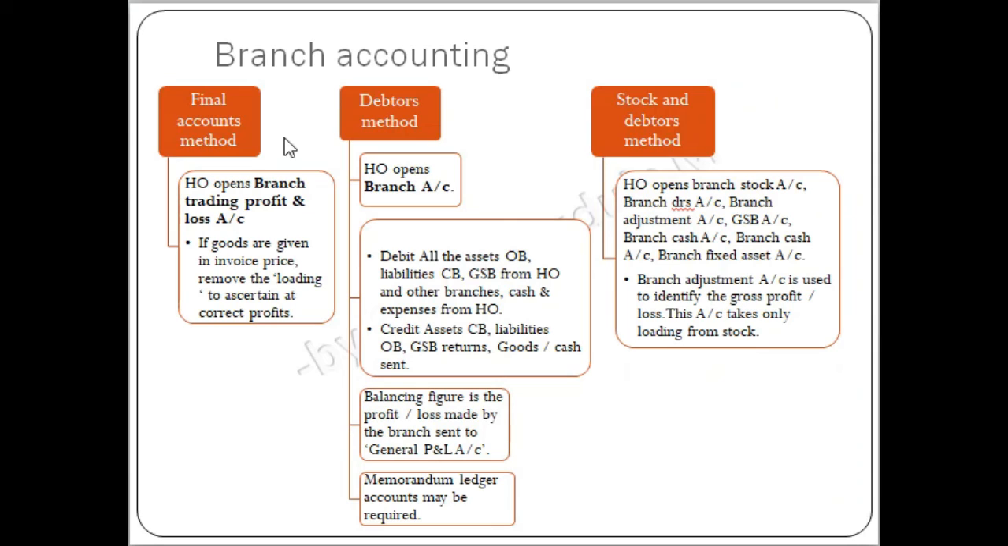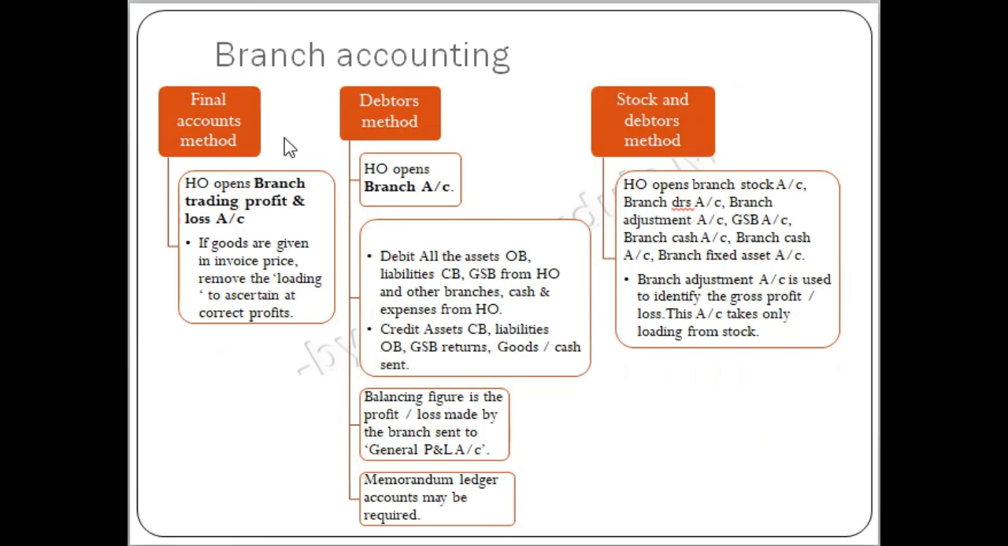So in the branch account, all the assets' opening balances are debited, liabilities' opening balances are credited, assets' closing balances are credited, liabilities' closing balances are debited. Goods sent from the head office and other branches to this branch are debited, cash and expenses spent or sent by the head office to the branch are debited, and any goods or cash sent from the branch out are credited.